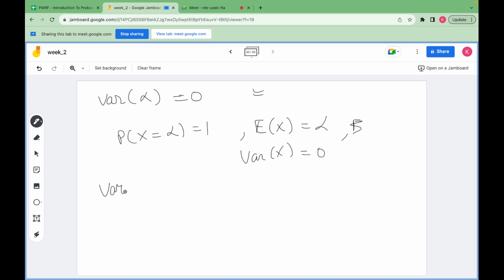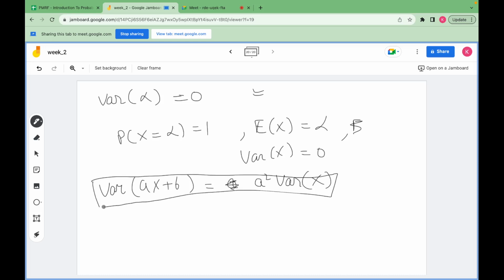And the variance for ax plus b is nothing but a square variance x, and for the constant value it is going to be 0, so the variance of ax plus b is a square variance x.